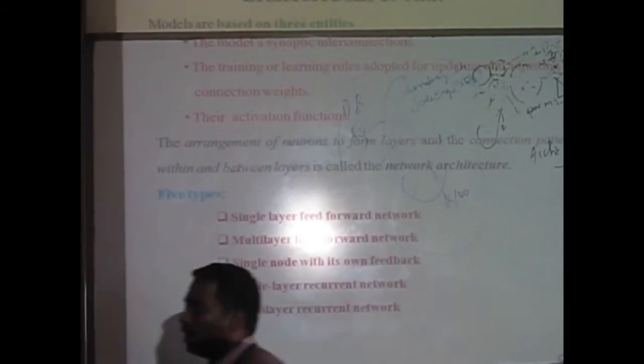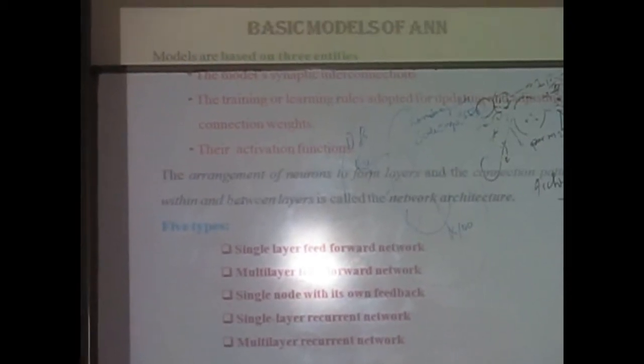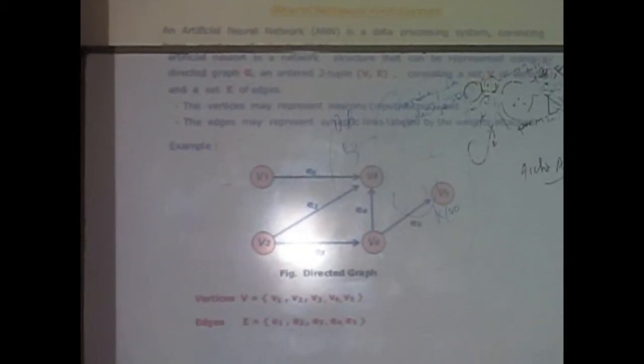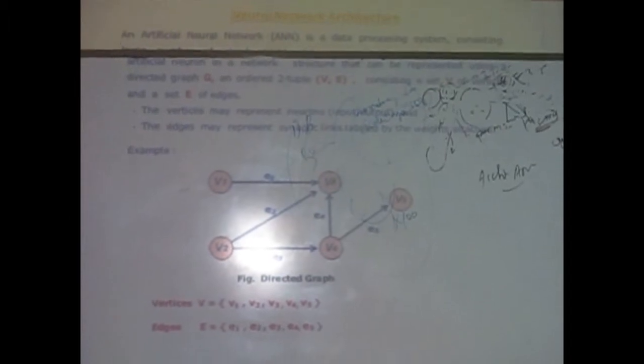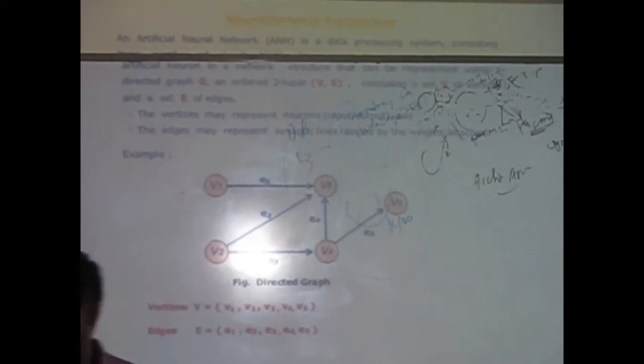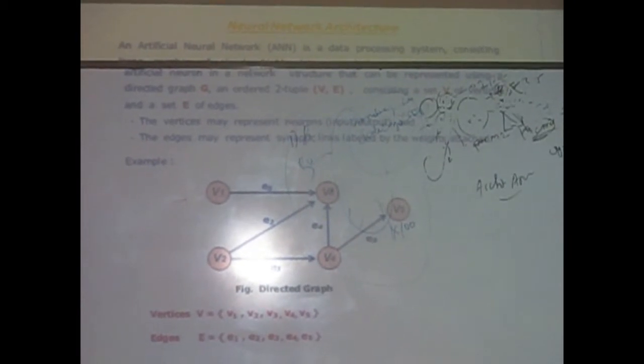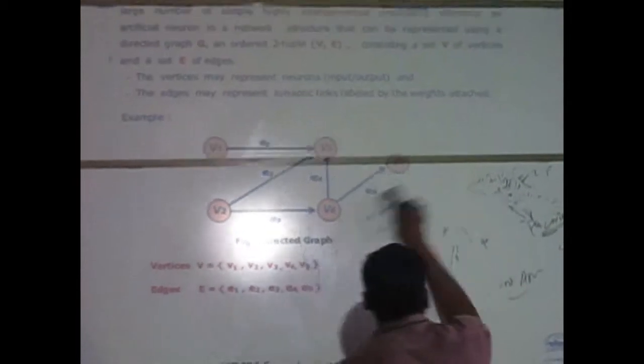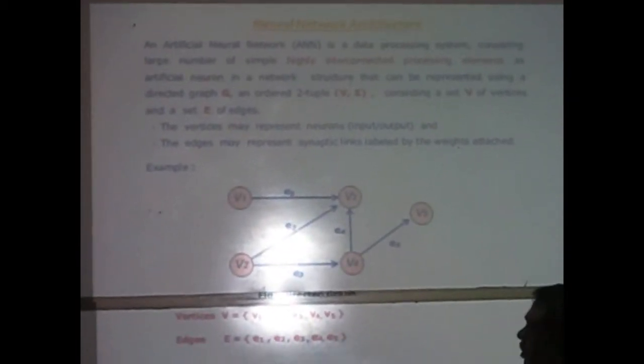First we are going to see the single layer. Before going to the single layer neural network, first we can see the neural network architecture, that is known as ANN architecture. How should the architecture be? If you want to train the model, how should the architecture be for your model? You have to think of it.